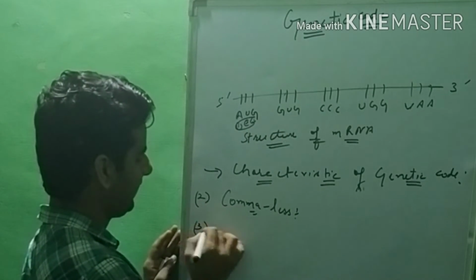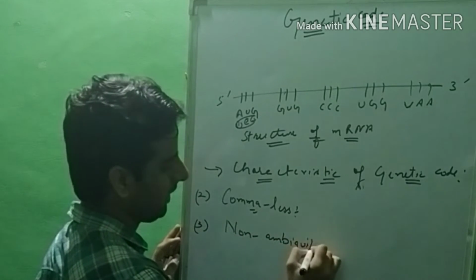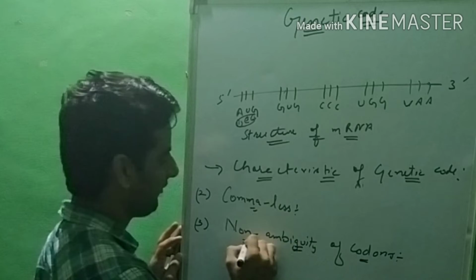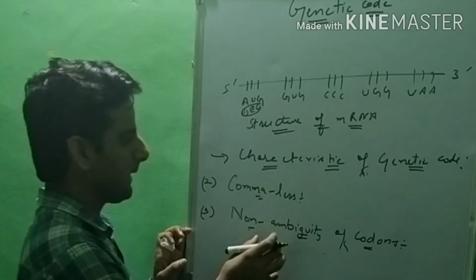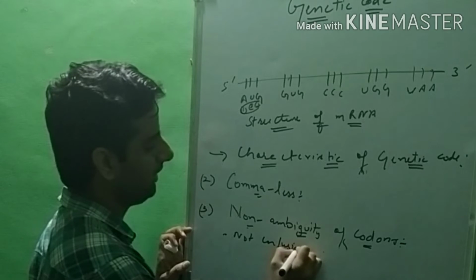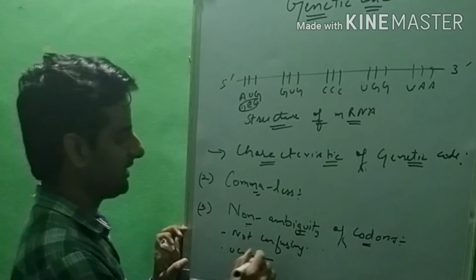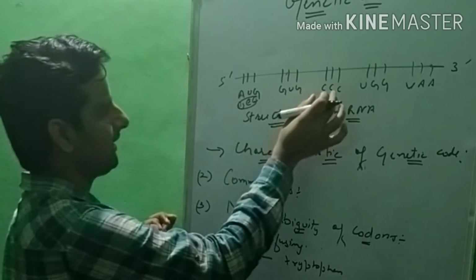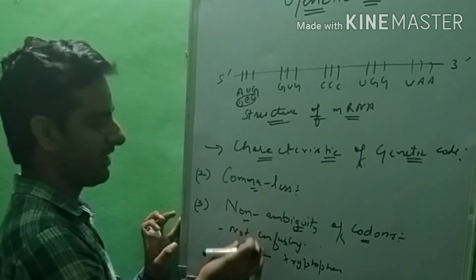The third characteristic of the genetic code is non-ambiguity of codons. By non-ambiguity of the codon, we mean that our genetic code is not confusing. If the UGG codon is present, then it will code for an amino acid, that is tryptophan. Whether this UGG is present here or at some other site, it will only code for tryptophan. So our genetic code is not confused.